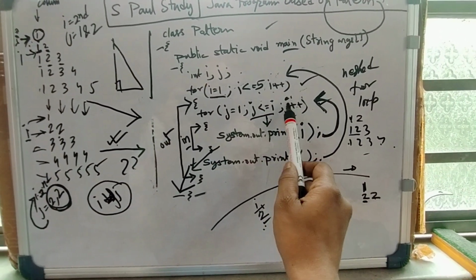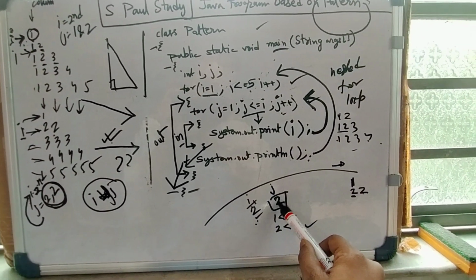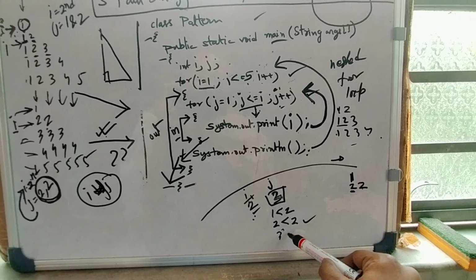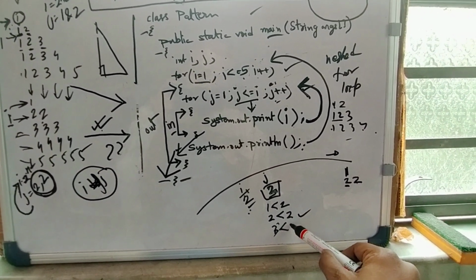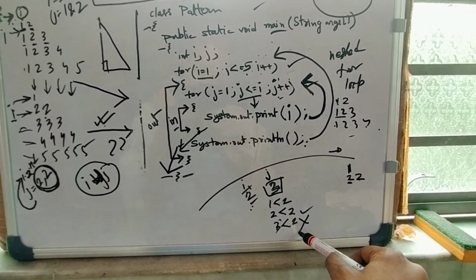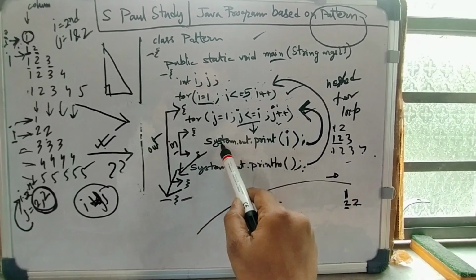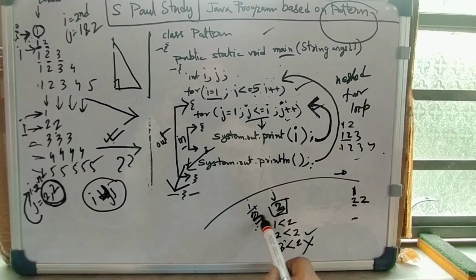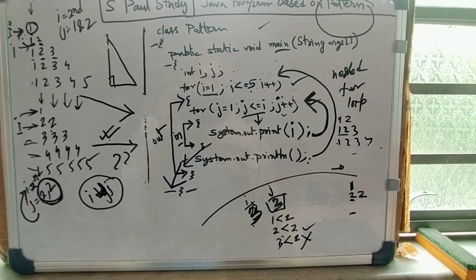Now it goes up, j is increased by 1, then j is 3. 3 doesn't match, 3 is not less than or equal to 2, so the loop ends here and goes to the next line. i is now increased by 1.